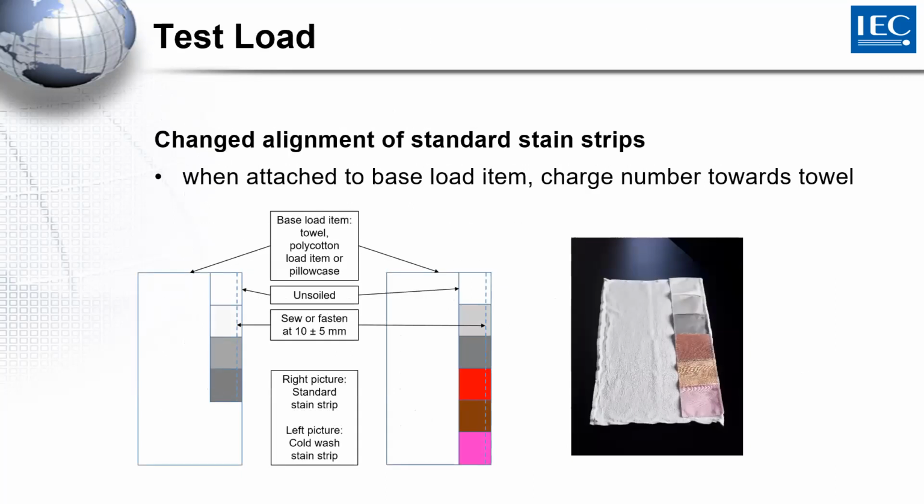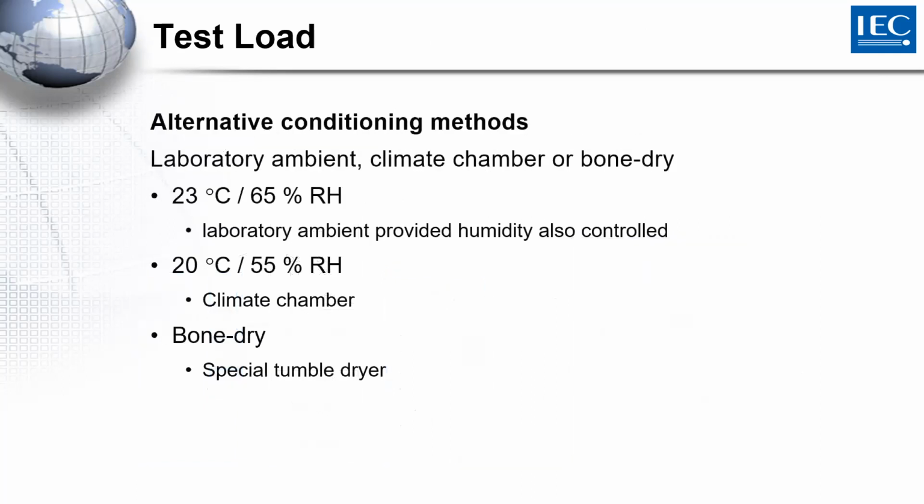We have changed alignment of the standard test strips. When attached to the base load item, the charge number is now towards the towel. Next, please. We have alternative conditioning methods. The laboratory ambient, climate chamber, or bone dry: we can have it at 23C or 65% humidity. We can have it at 20C, 55% humidity, or bone dry in a special tumble dryer. Next, please.